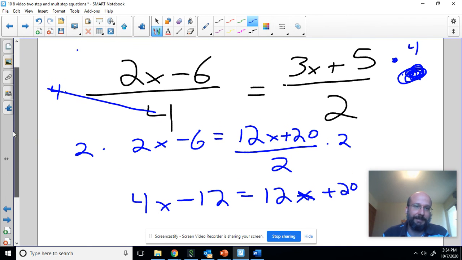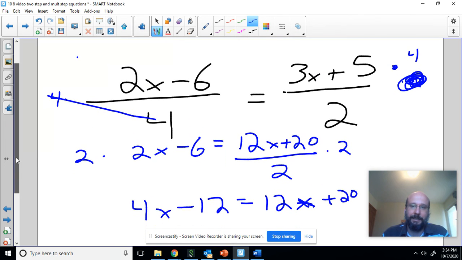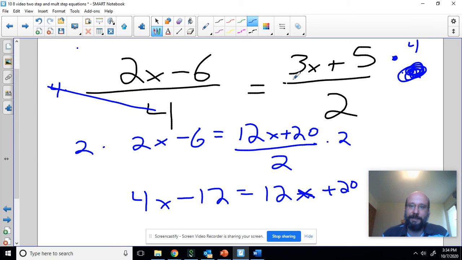Right, I'm going to show that again. I multiplied by the 4, so I got rid of this fraction. And then I multiplied 4 to the top. When you multiply by a number, you don't multiply to the bottom, just to the top. So 4 times 3x is 12x, 4 times 5 is 20, and it's over 2. Now to get rid of this fraction, I multiply both sides by 2. 2 times 2x is 4x, 2 times negative 6 is negative 12. And these cancel, I'm just left with that.